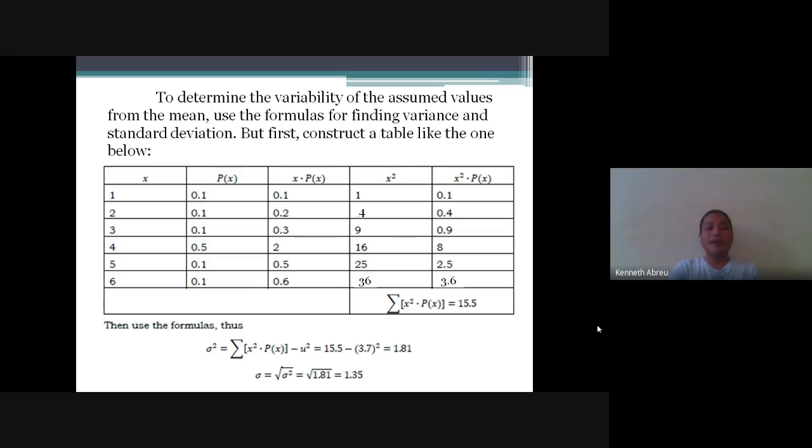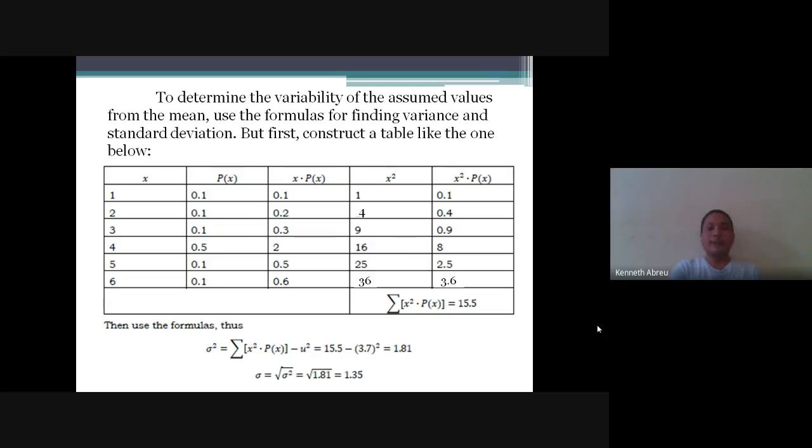Sa pagkuha ng variance, ang kailangan natin is yung summation ng x squared times probability of x, minus yung ating mean, i-squared lang natin siya. Since ang mean nakuha natin kanina is 3.7, hindi natin gagamitin yung ni-round off nating answer doon sa pagkuha natin ng ating variance. Kung ano yung exact na mean na nakuha natin doon sa ating computation, so that would be the mean na gagamitin natin sa pag-solve ng ating variance.